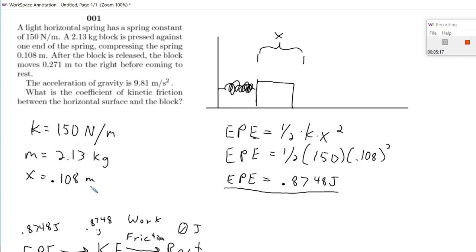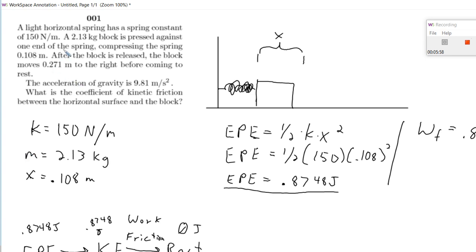Well, where did you lose it? What did you do with it? What did you spend it on? Where did it go? You spent it doing work against friction. So at this point, I can say to myself, hey, that means that the work done against friction was equal to 0.8748 joules. And so there you have it. Now, why would I want to know that? I've sort of jumped ahead just a bit because I noticed that at the end they actually asked me, what is the coefficient of kinetic friction?